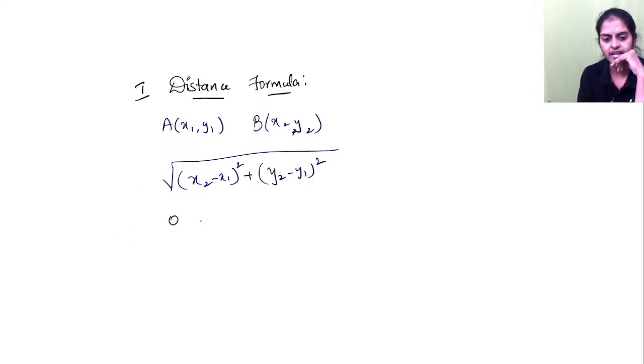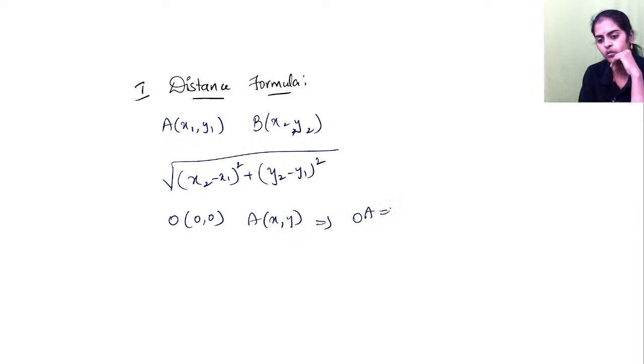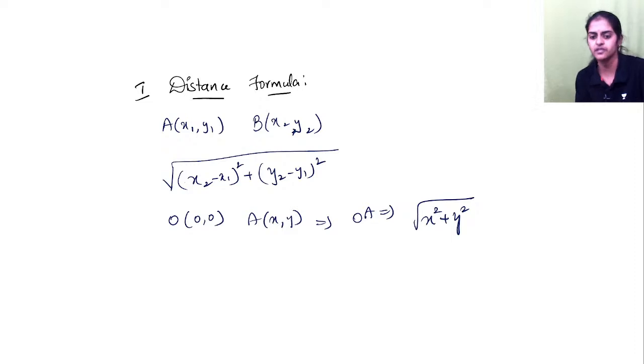Suppose I am finding the distance between the origin and a point. Here the distance formula will be OA is root over x square plus y square. How did you get this formula? Just substitute the origin in AB, and you'll get this formula. Clear till here, beta? After this, we will discuss the section formula.